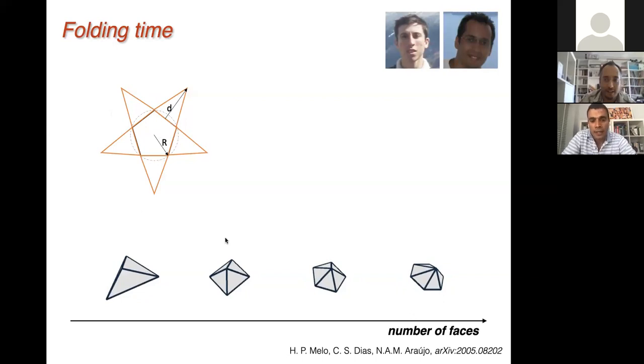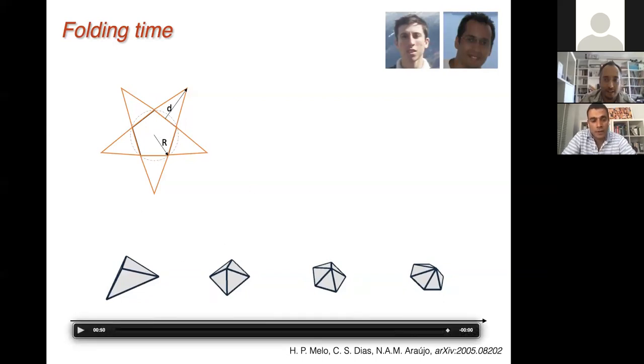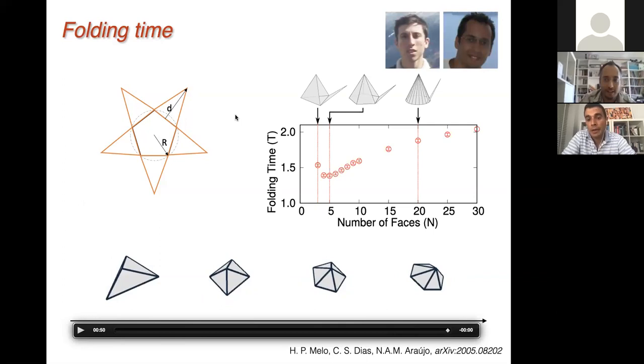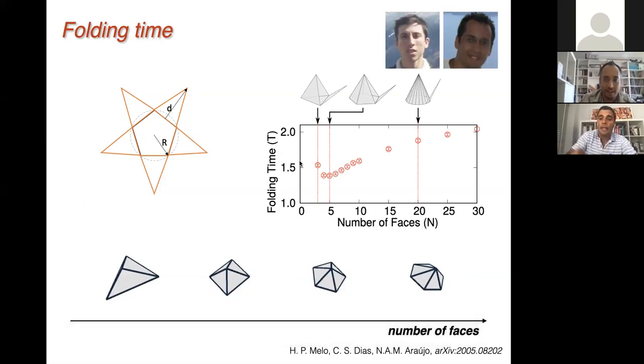And when you do that, and you now run simulations for different numbers of lateral faces, what you find is a non-monotonic dependence of the folding time on the number of faces. So as you increase the number of faces, what we see is an initial decrease of the total folding time, the time it takes for the structure to completely fold into the pyramid. And then as you keep increasing the number of faces, this time will increase, okay? And here it is in arbitrary units. I can talk about the units later.